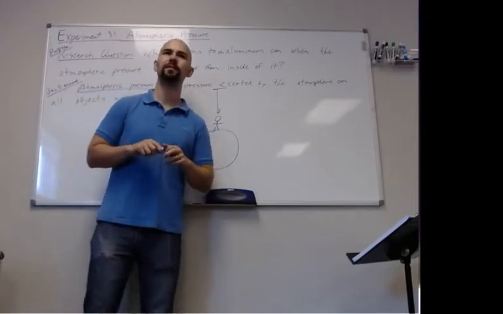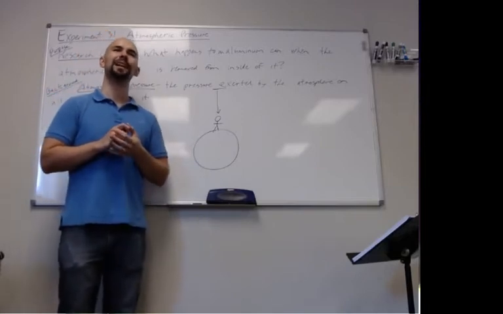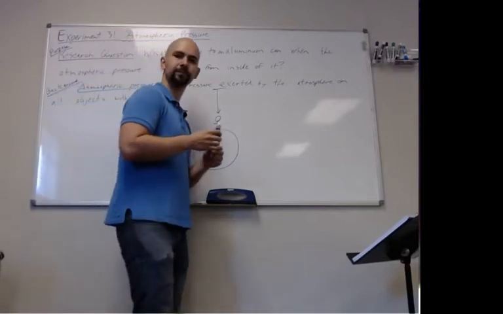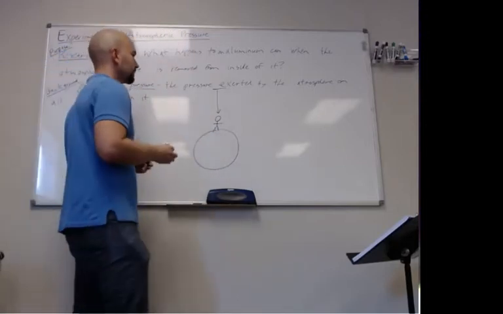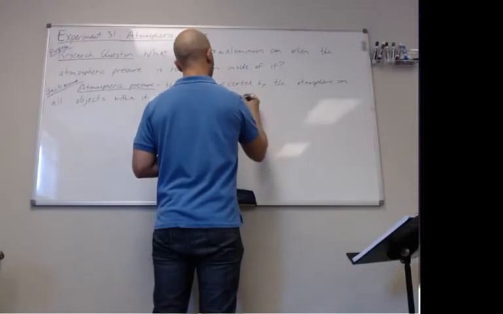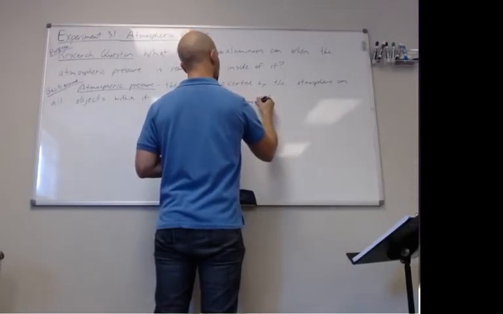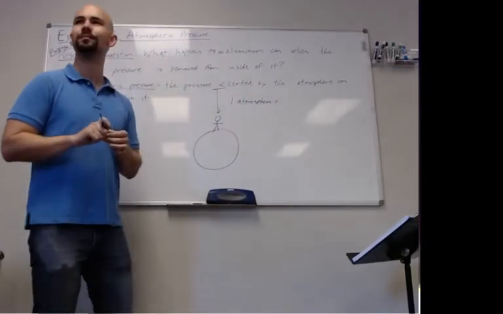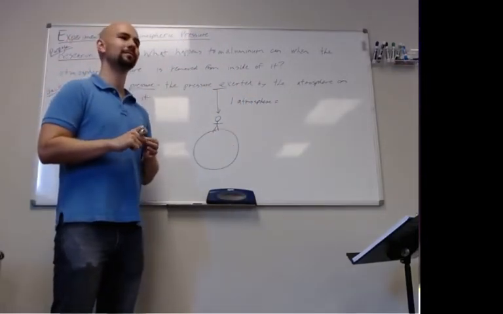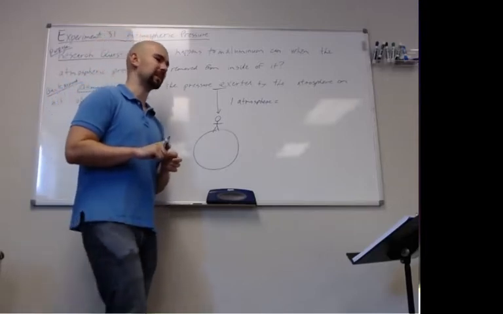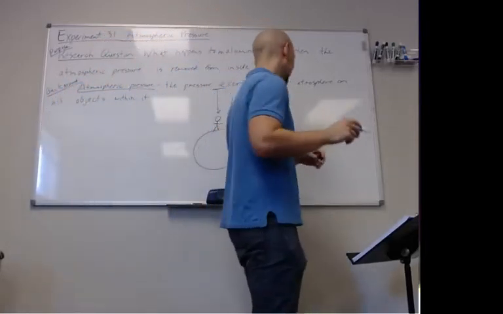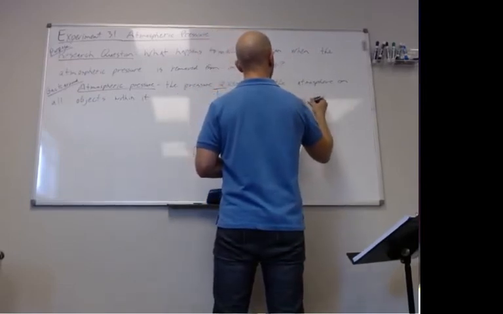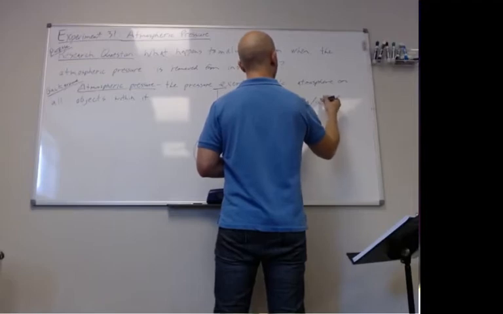So how much, on average at sea level, what is the average atmospheric pressure on Earth? And it says so in the book. It says what it is. I believe it's 14 point something pounds, right, per square inch? 14.7 pounds per square inch.